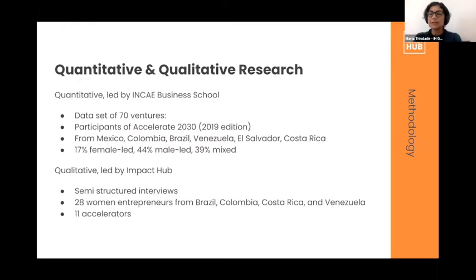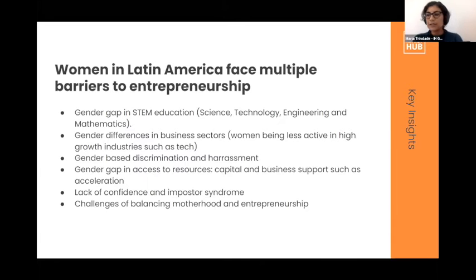We conducted a qualitative and a quantitative research. The quantitative research was led by Inkai Business School and analyzed a data set of 70 enterprises from many countries in Latin America. And a qualitative research led by Impact Hub conducted semi-structured interviews with 28 women entrepreneurs and 11 accelerator leads. We identified multiple barriers for women in entrepreneurship in Latin America.